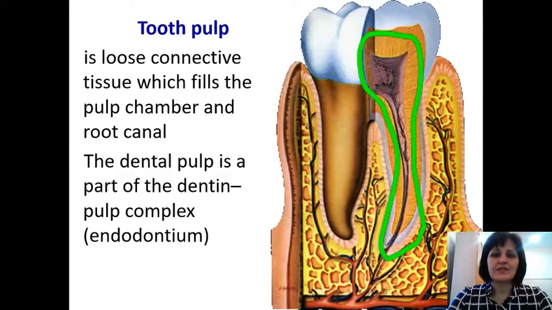What is tooth pulp? Tooth pulp is loose connective tissue which fills the pulp chamber and root canal. The dental pulp is a part of the dentin-pulp complex or endodontium. There is the pulp chamber and the root canal.